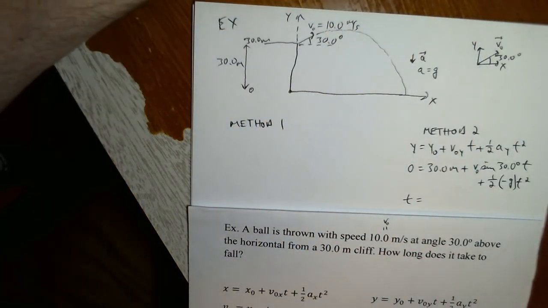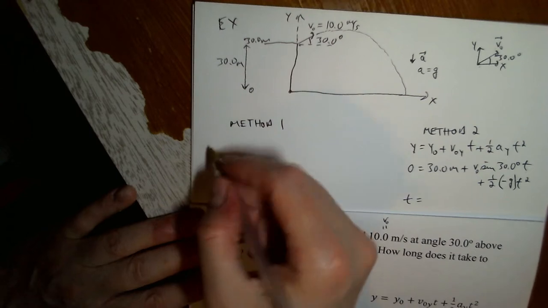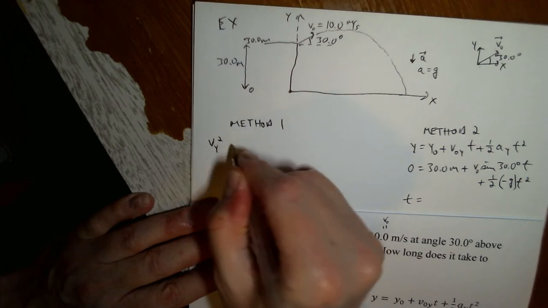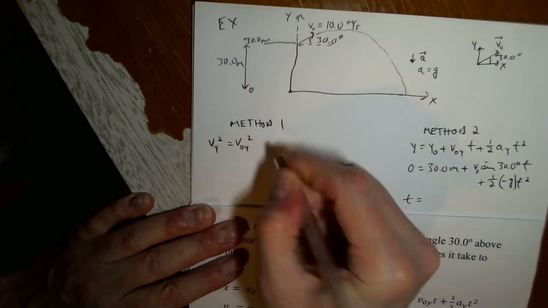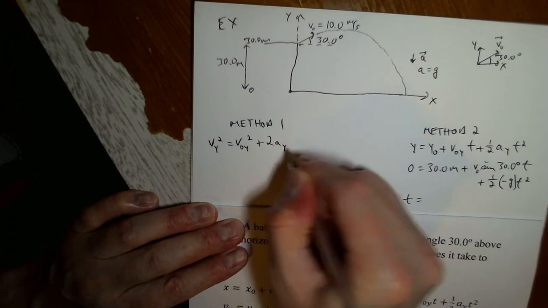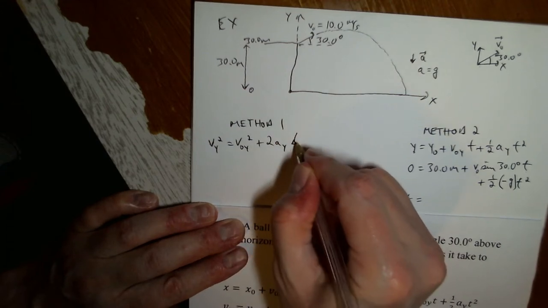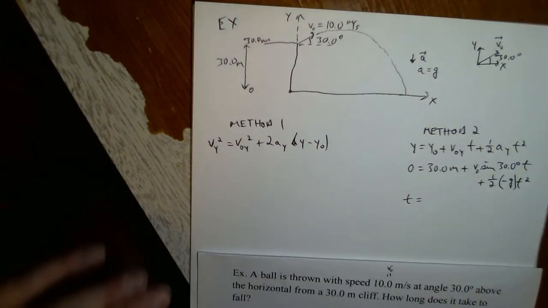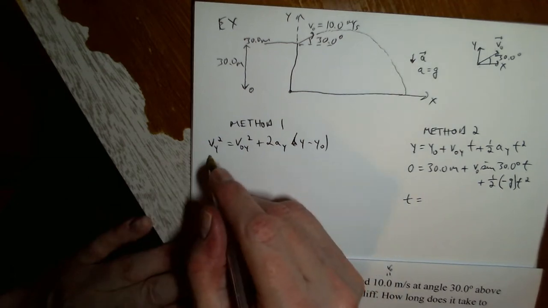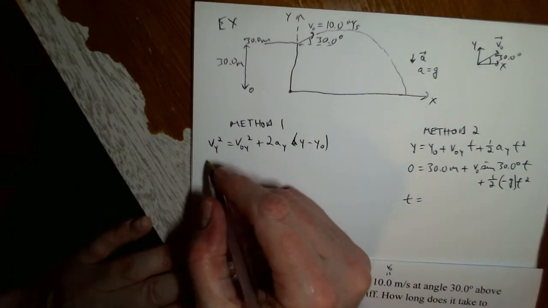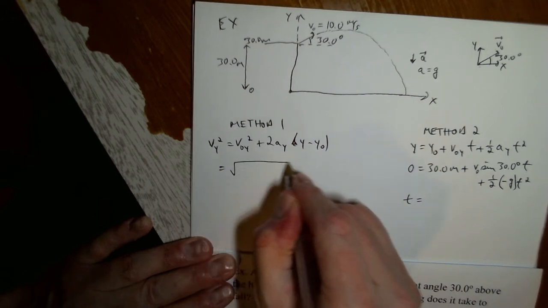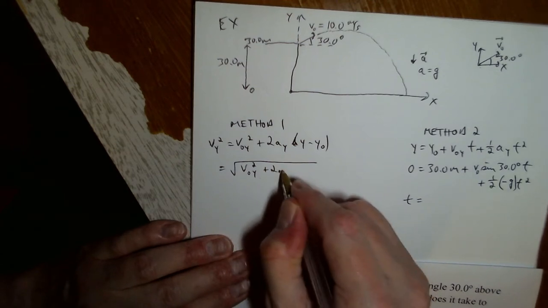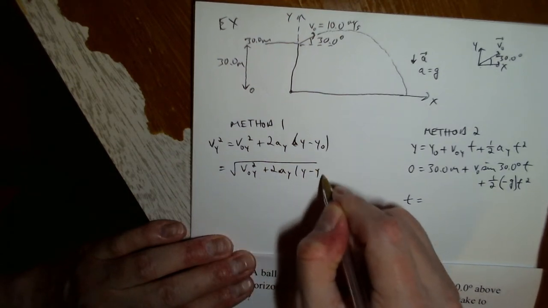So first of all, in order to solve the second equation, I have to get vy first. So I write the third equation, which is vy squared is v sub naught y squared plus 2a sub y delta y, or actually I'll write y minus y sub naught. And so to get vy, I take the square root of both sides. So this is equal to square root of v sub naught y squared plus 2ay times y minus y sub naught.